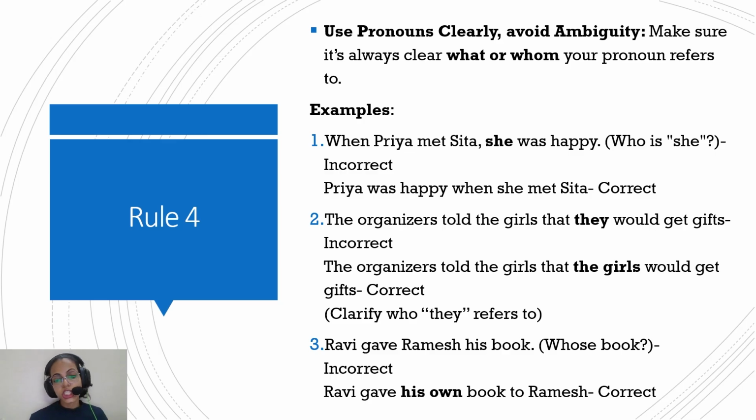Again, Ravi gave Ramesh his book. Whose book? Ravi gave his own book to Ramesh. In the first statement we do not understand whether it is Ravi's book or Ramesh's, but because of using his own, we understand that Ravi gave his own book to Ramesh. So you should always remember that when you are using a pronoun, it should clearly indicate whom the pronoun has been used for.